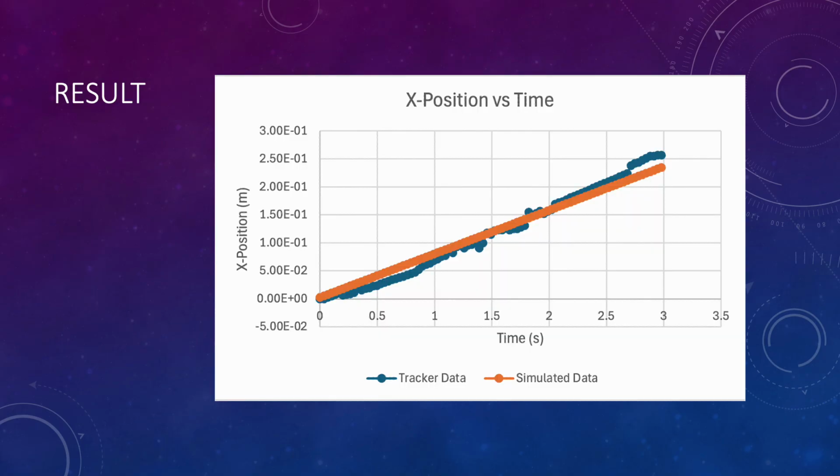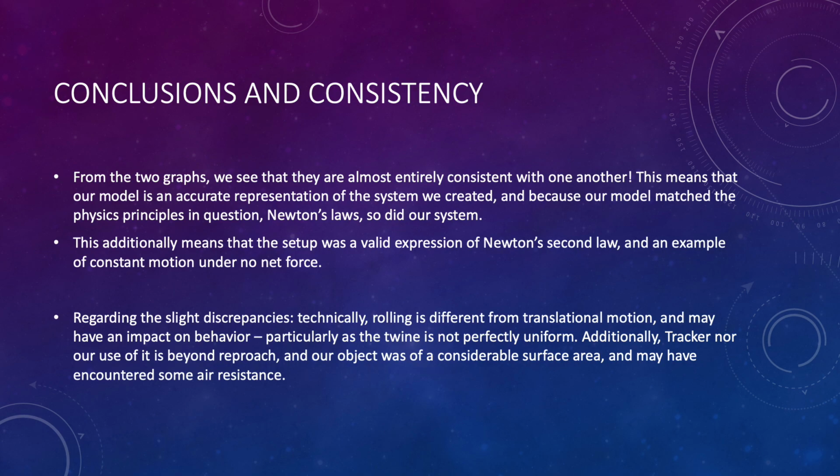We can see the Tracker data, which is in blue, is slightly more erratic, and our simulated data is perfectly linear, which makes sense because any discrepancies would appear in the real world. From this, we can see that they're actually fitting really well, which means that this was a good design and that it fit the principles measured or desired. So let's discuss that in a little bit more depth.